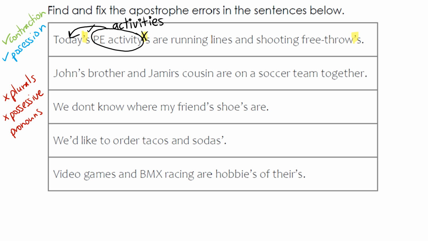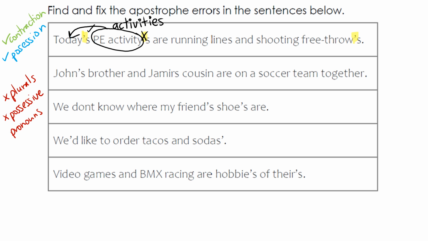Today's PE activities are running lines and shooting free throws. Oh, we've got another apostrophe. Okay, is this a contraction? Shooting free throw is. No, it's not a contraction. Is it possession? Does something belong to the free throws? No. I think they mean we're going to shoot more than one free throw.